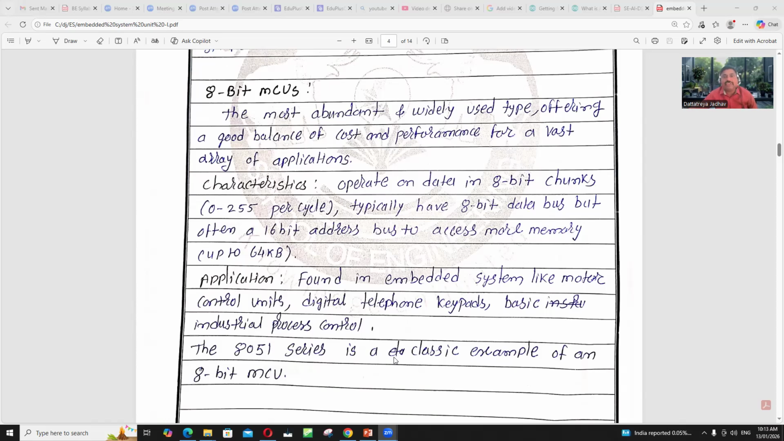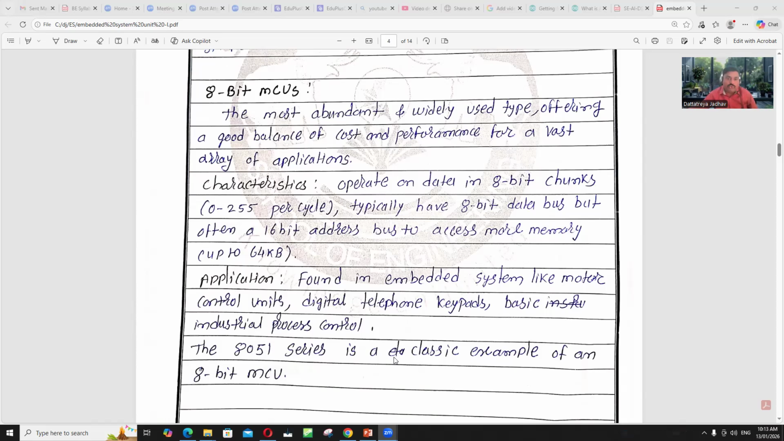So what are the characteristics of that? It operates on data in 8-bit chunks, so the execution will be more. In the earlier controller it was only 4-bit, this is 8-bit, so twice of that one. Typically it has an 8-bit data bus, so the speed of execution is large. It has a 16-bit address bus to access more memory, so it has more memory capacity.